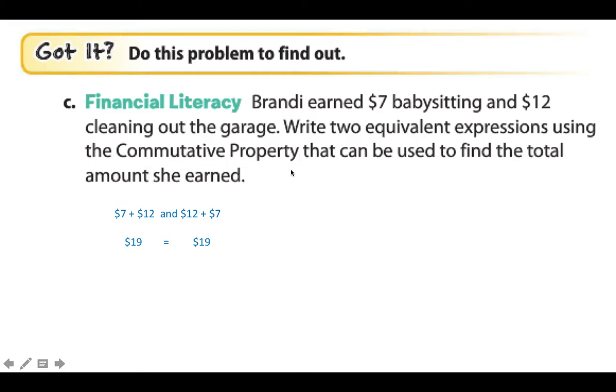Well, the commutative property says that we can add or multiply two numbers together and order doesn't matter. So we first add $7, then $12 to it, we get $19. And we can switch the order and get the same amount. Here we're modeling the commutative property by switching the order of the addends and still getting the same sum.